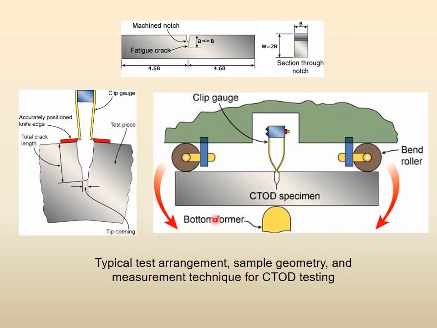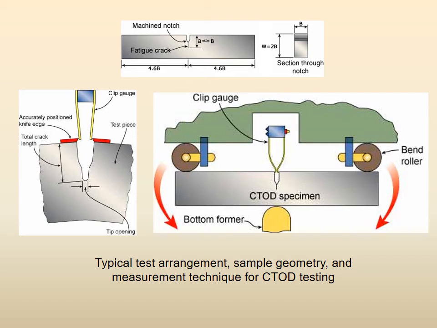Then we have two views of the same thing: the general 3-point bending setup, and there is a clip gauge. It is a type of gauge which measures distance. It is only here, it does not need to go inside, so it measures only this much. It is a 3-point bending system with knife edges positioned accurately so that you know exactly how much displacement there is, the test piece, and the total crack length. So the initial crack and the opening. This is the schematic diagram of how CTOD testing is actually done.